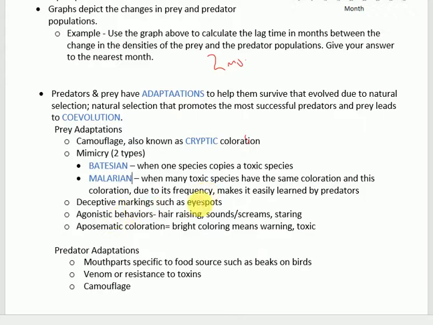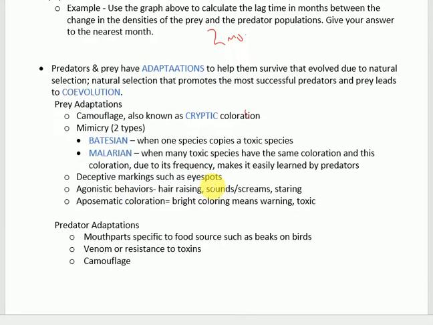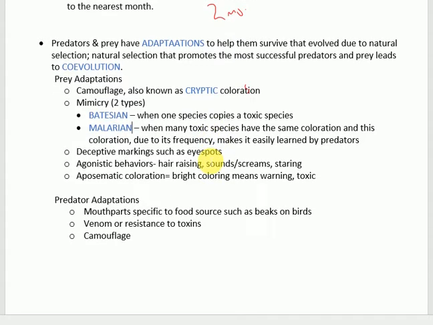So there's also adaptations such as deceptive markings like eye spots. There's the agonistic behaviors we talked about. And then there's also the aposematic coloration. So bright coloring means toxic.